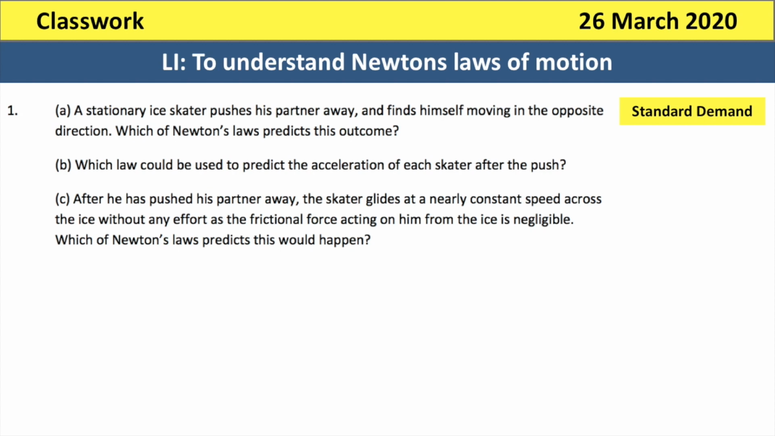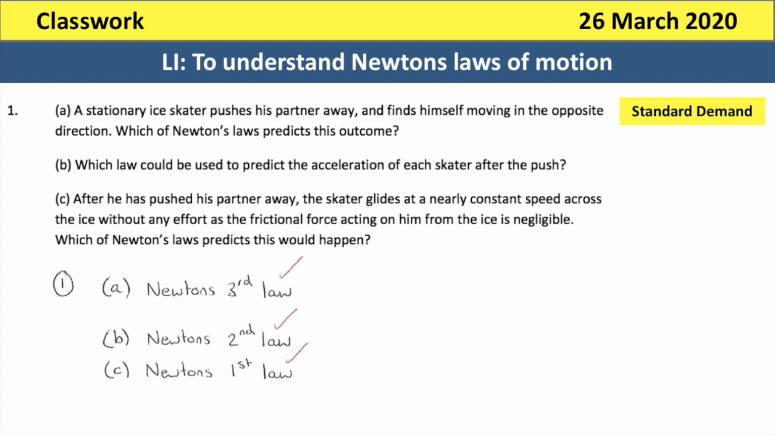The law which can be used to predict the acceleration of each skater after the push is going to be Newton's second law, using the equation F equals m times a. And then part C, after he's pushed his partner away, the skater glides at a nearly constant speed across the ice without any effort, as the frictional force acting on him from the ice is negligible. Which of Newton's laws predicts this would happen? So if you remember, Newton's first law was that the velocity will not change as long as there are no resultant forces acting. Well, if there's no resultant force, he'll move at a constant speed, and so that would be Newton's first law that tells us this.